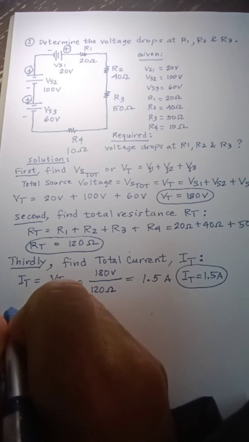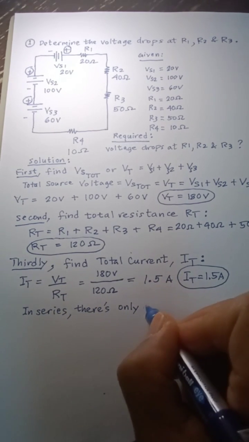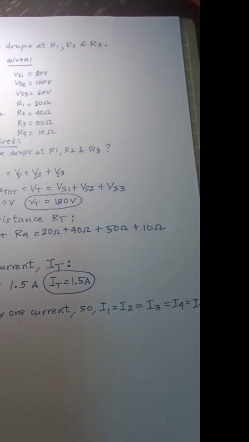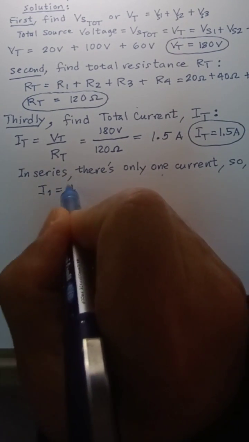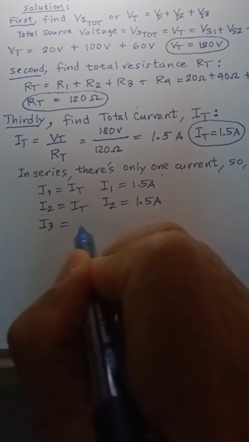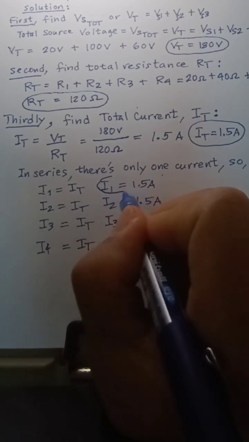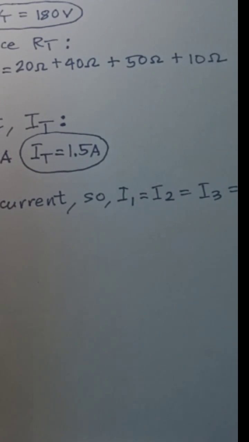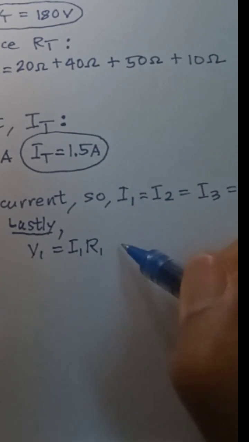Now the next step is to find the currents on each resistor, and because this is connected in series, we all know that in series there's only one current. Therefore, whatever I total we have calculated, that will also be the values of I1, I2, I3, and I4. And so with this idea, we can write I1 equals IT, or I1 equals 1.5 amperes. Same thing with the I2, I3, and I4. They will all be equal to the I total of 1.5 amperes. Again, this is possible because we have resistors in one path or one line. That's the series resistors. So we can consider that the currents are the same.